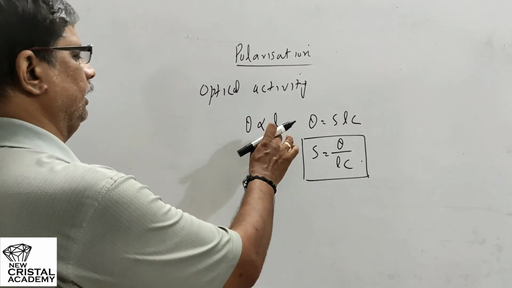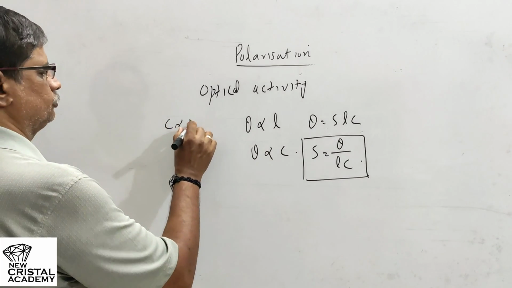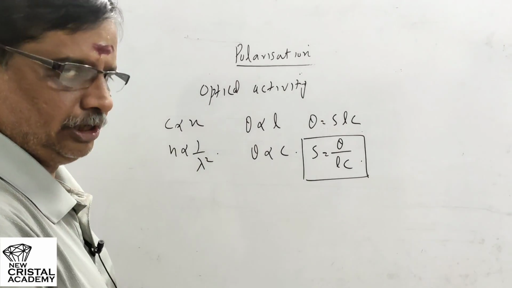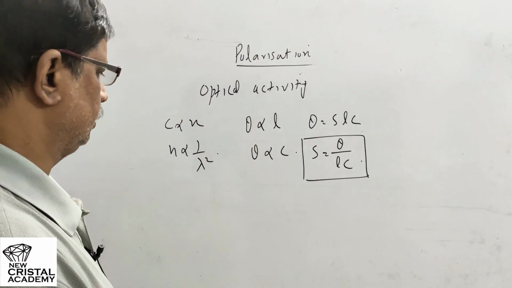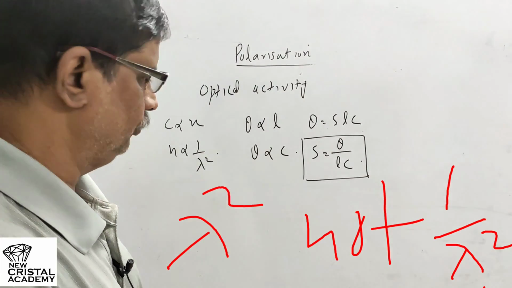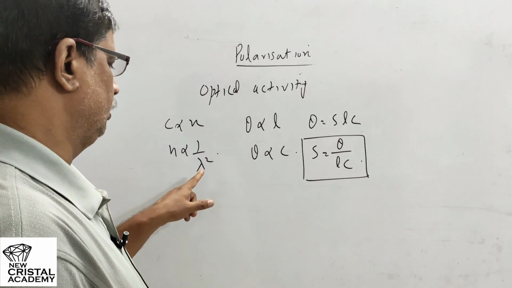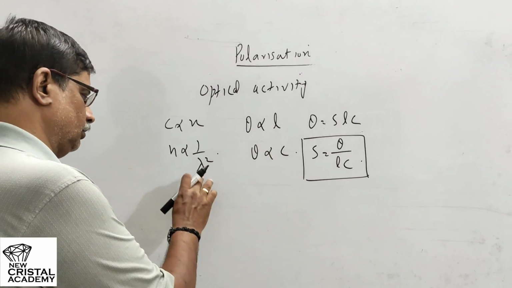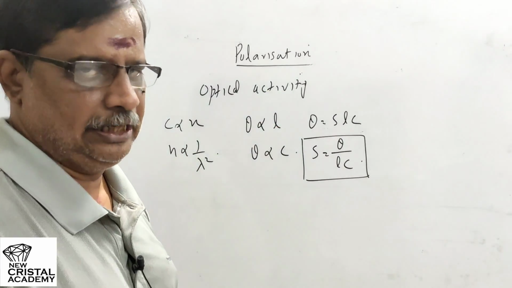Now you know that for a given length of the optically active medium, theta is proportional to the concentration C. But concentration is proportional to refractive index, and n is proportional to 1 by lambda square if you approximate Cauchy's formula. So we can say if you keep the length of the optically active medium constant, the degree of rotation will be different when we change the wavelength of the light.